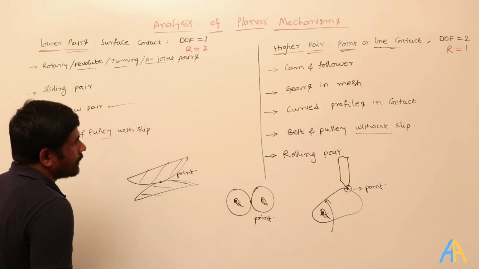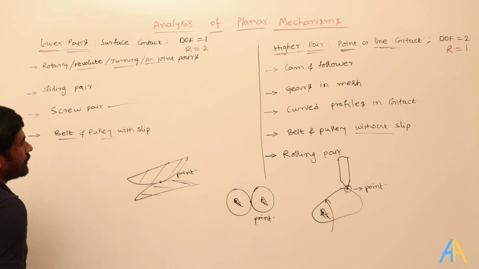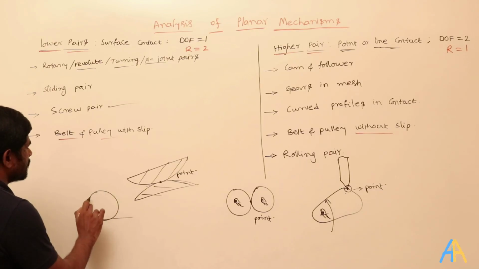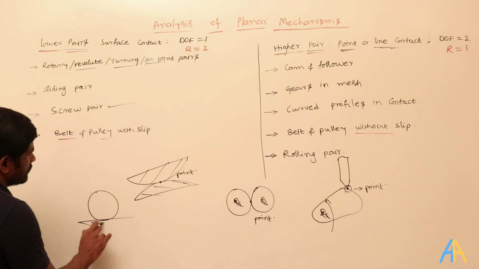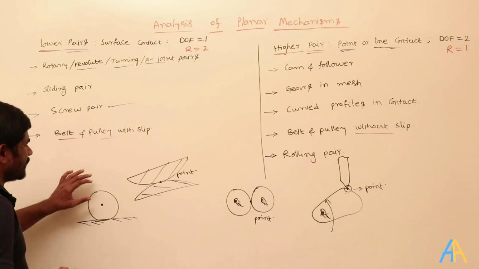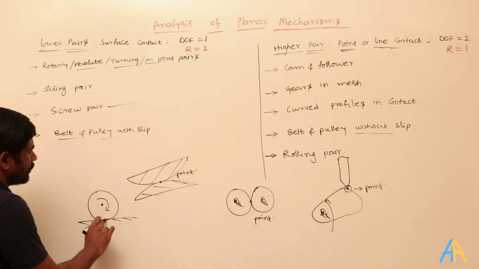Otherwise, curved profile in contact, that even is an example of the rolling pair. For example, here I will take the rolling pair like this. Rolling pair means this is the fixed one, and then this is the disc. When it is rotating like this, what is the point of contact? It is a point here.